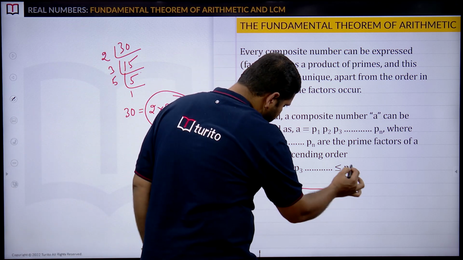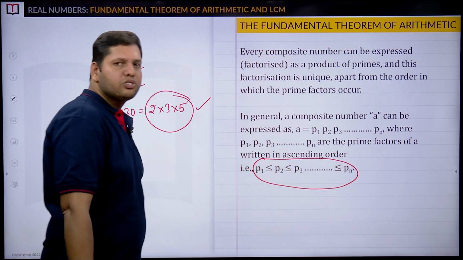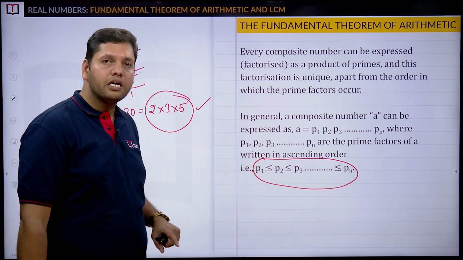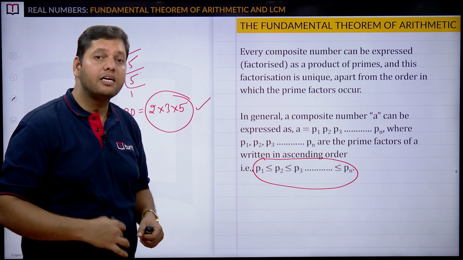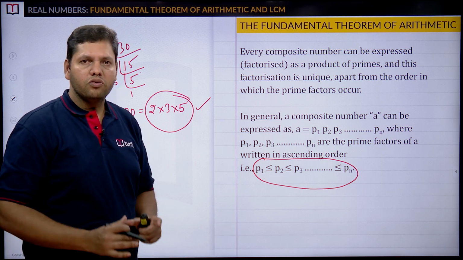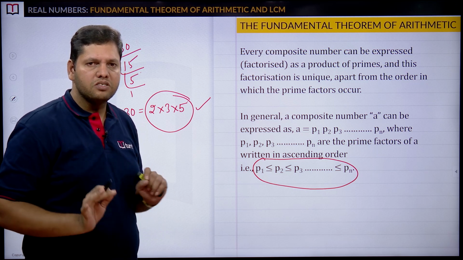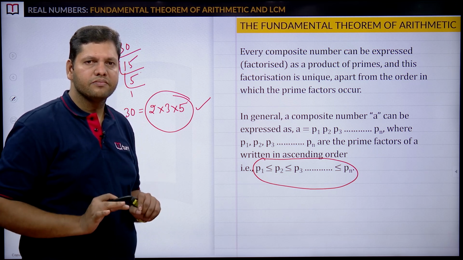P1 is less than or equal to P2 is less than or equal to, and so on, less than or equal to Pn. So that is the representation of its factors in ascending order. So try to write all the factors only in ascending order. Is it clear, children, everyone? Okay.